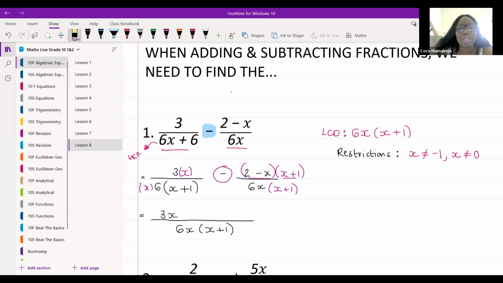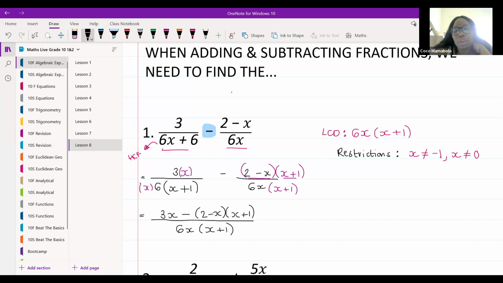Can you give me a thumbs up? Is ma'am making sense? Are we all okay with what I've said here? Okay, because that minus belongs to that whole fraction, as soon as I've done FOIL up top here, I then have to multiply the negative in. So I'm going to go minus, open bracket 2 minus X, open bracket X plus 1.